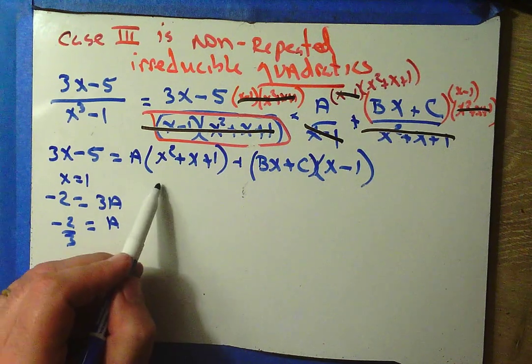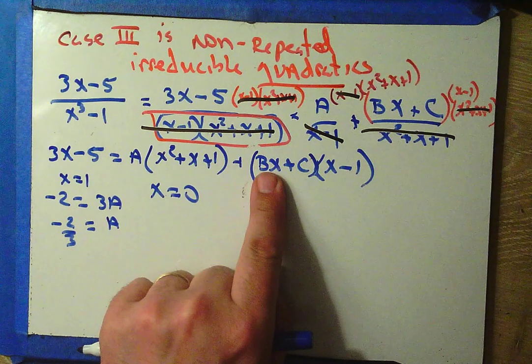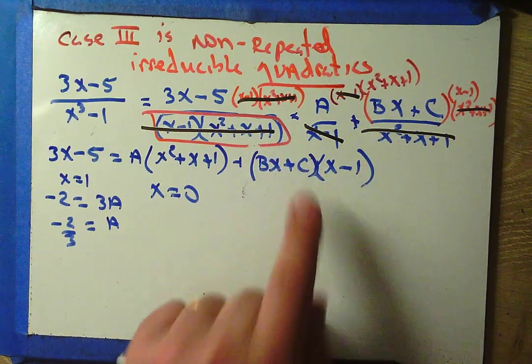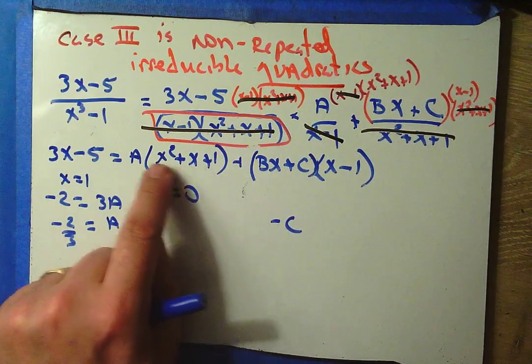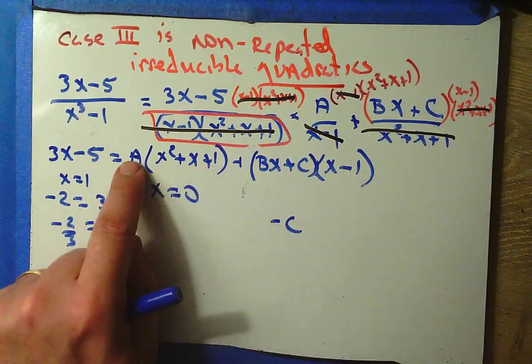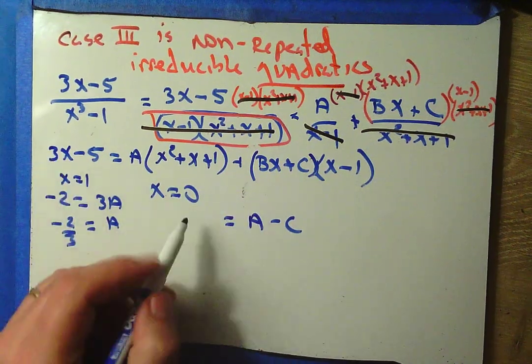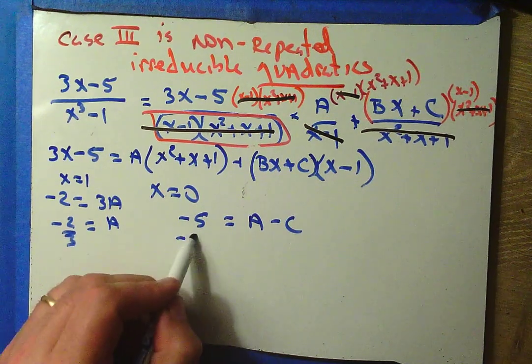All right, what about x equals 0 as a magic number? Because then B will disappear. So that goes away. This goes away. I have negative 1 times C, which is negative C. I put in 0 for these x's, and I end up with 1A. And I put in 0 for this x, and I get negative 5. Now we know that A is negative 2/3.